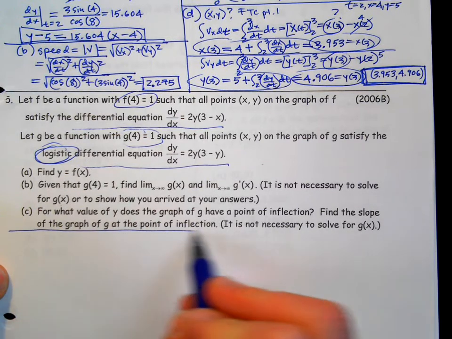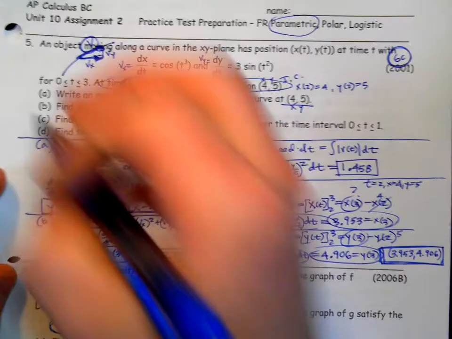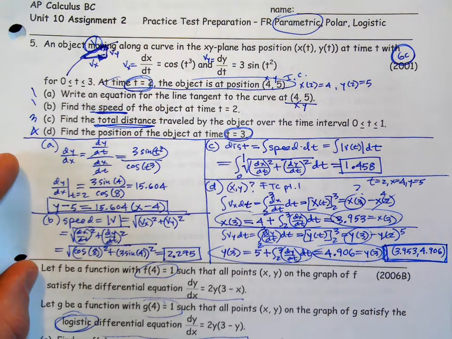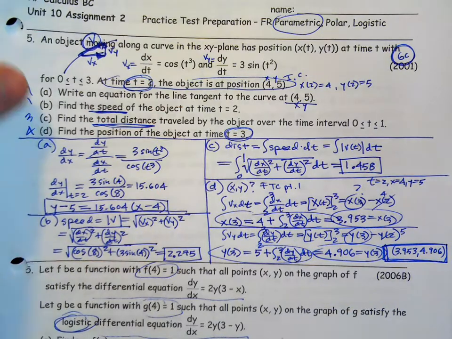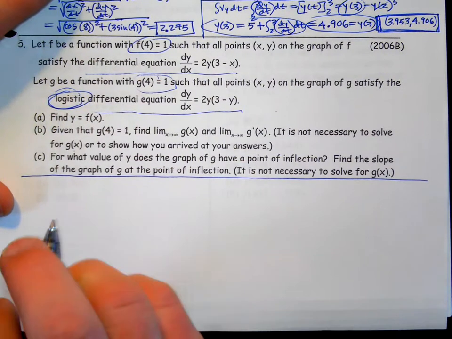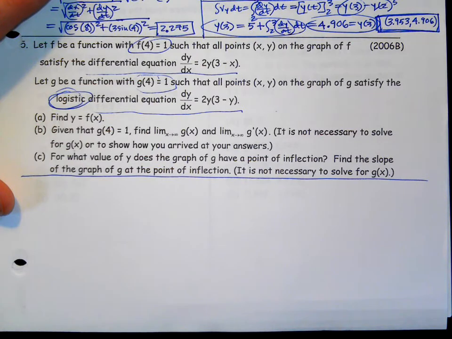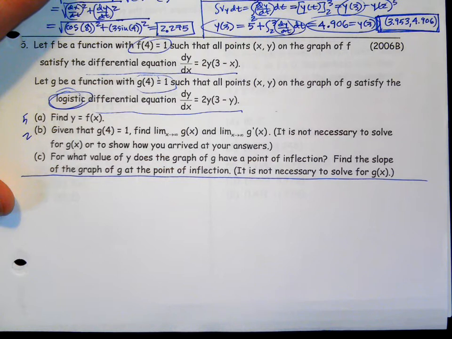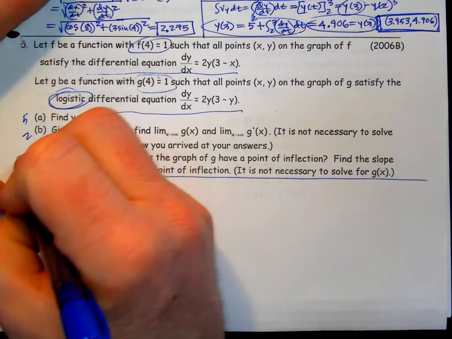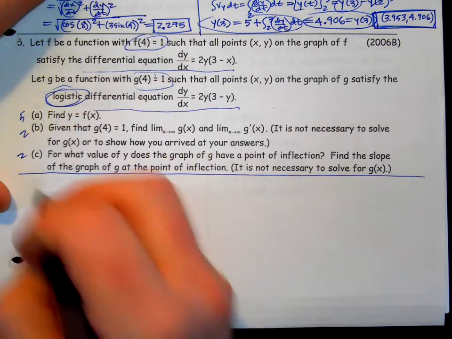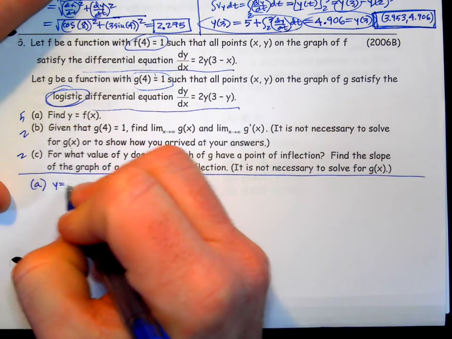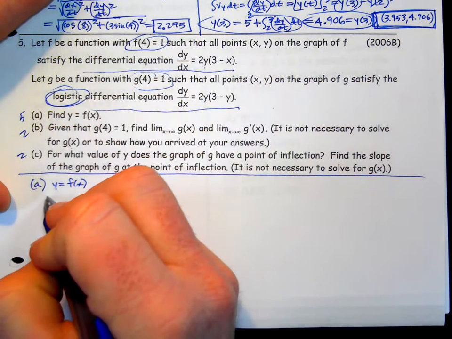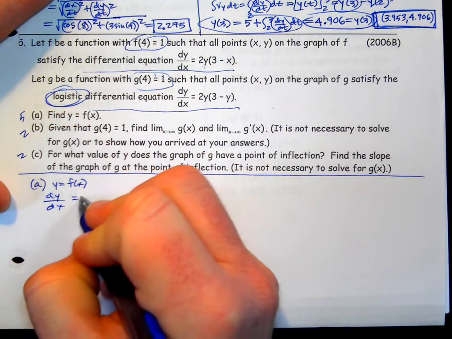Now the point breakdown in the last problem was 1, 1, 3, and 4. So part D was the most work. So it gives 4 points. The point breakdown here is, let's see, I guess I'm right, 5, 2, and 2. All right, 5, 2, and 2. So part A says, find y equals f(x). Well, f(x) is this first differential equation, dy/dx equals 2y(3 minus x).